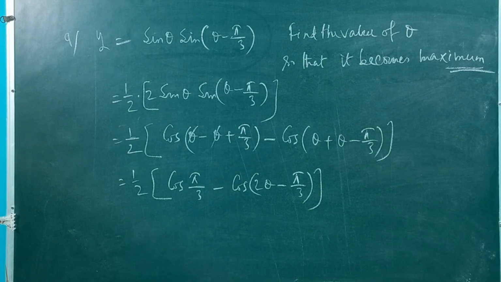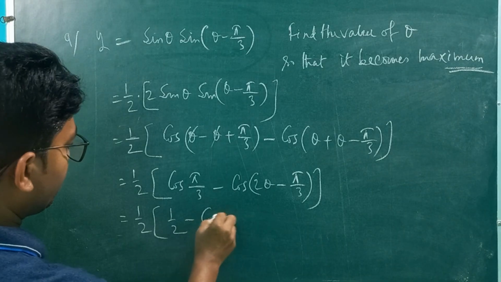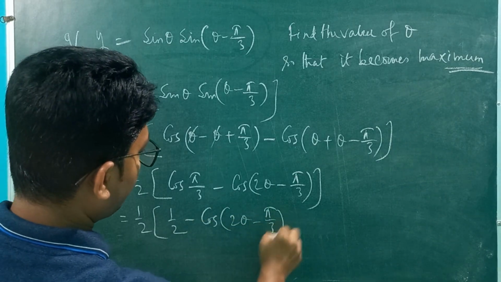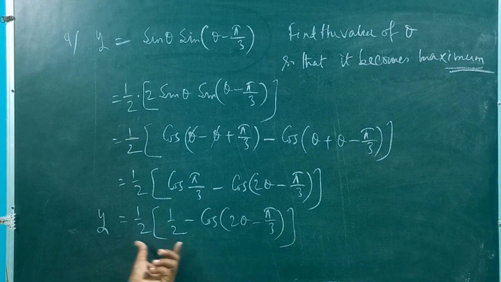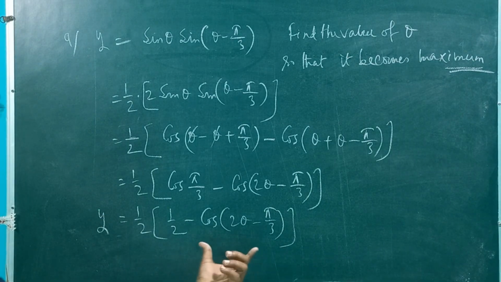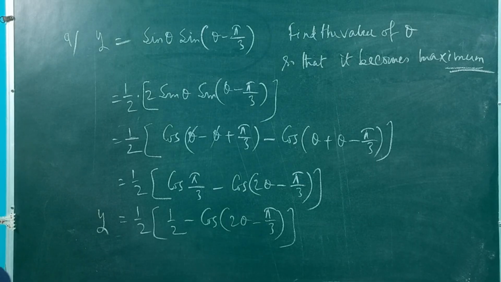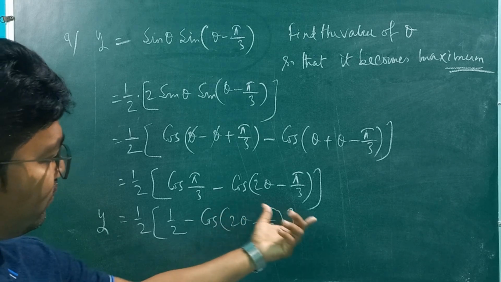This one is a fixed value, that is cos 60, which means half. Then 2 theta minus pi by 3. Now this one is our y and we have to maximize this y. See, this y can be written in this form: half minus this term. So y will be maximum when this term is minimum, because this one has a minus sign. So when this value is minimum, y will be maximum. So we have to find the minimum value of this term.